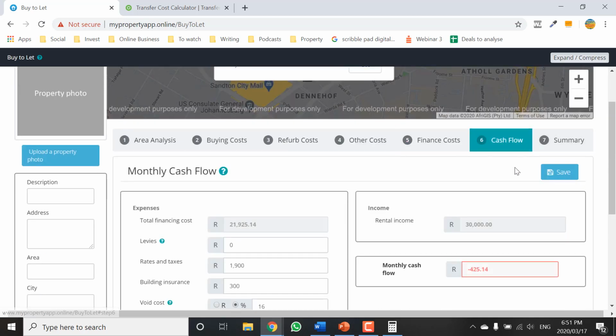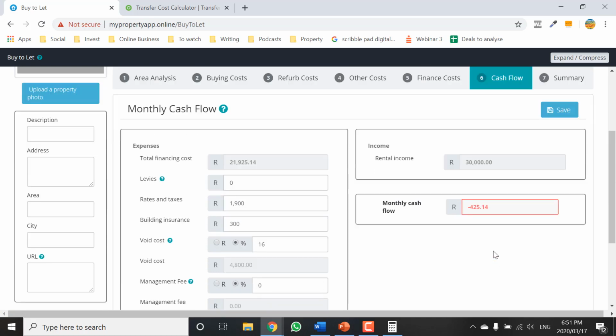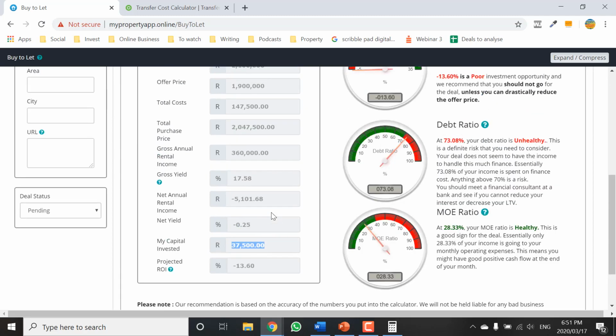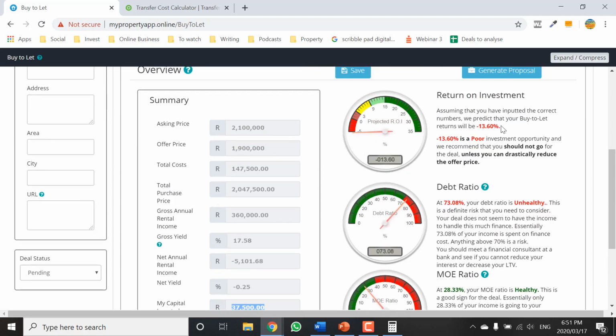So this is their financing costs. Now what's happened is we've loaned more money, which means our financing debt is more expensive, so now we start losing money again on our cash flow. If we go to our summary tab, you're only needing to put in 37,000 Rand of your own money, but you're starting to lose money and your return's not very good. Yeah, Simone, I'm kind of feeling like this deal might not be exactly what you need right now.